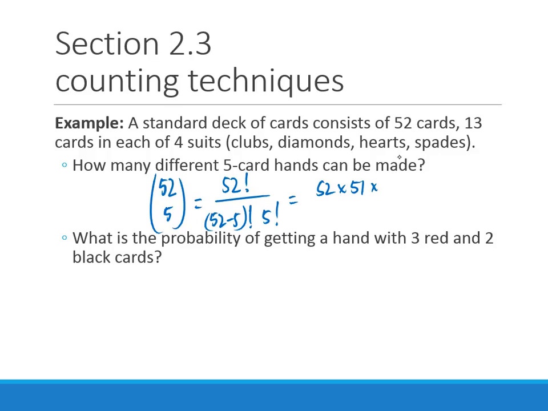And we can just write down what our rule here is. Again, there are a lot of different hands that you could get: 2,598,960.